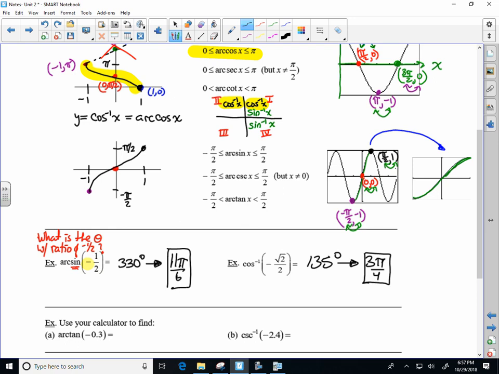Well, the ratio is negative. So negative root 2 over 2 is not related to these ranges. This is related to the domain of your inverse function, which exists between negative 1 and 1. So as long as whatever you're taking the arc sine or cosine of is between negative 1 and 1, you're good. The range, the angle that is a result, is what needs to be between 0 and pi.